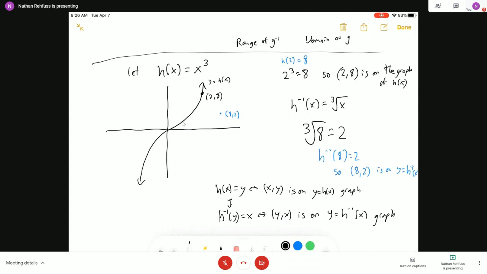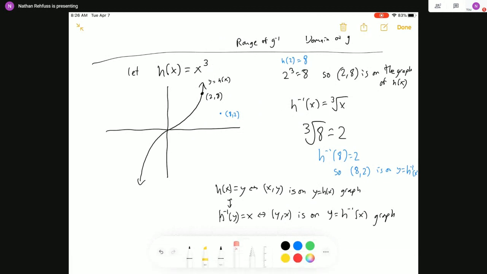So if 1, 1 is on this graph, then it's on the other graph. 2, 8 is here, 8, 2 is there. 3, 27 is here, 27, 3 is there. 4, 64 is here, 64, 4 is there. The x and y coordinates are just changing places.